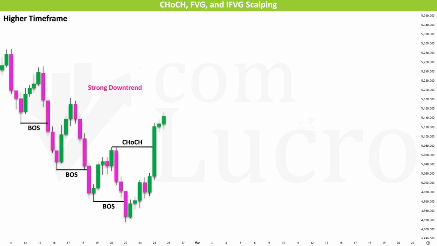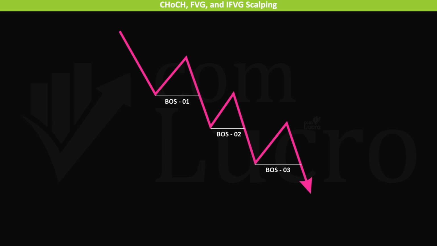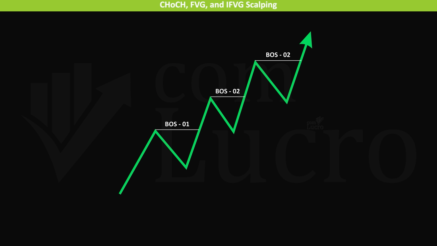The first step is to analyze the higher time frame structure and determine whether price is in a strong uptrend or a strong downtrend. In a bullish scenario, start by identifying a strong downtrend. To confirm that downtrend, price should form at least 3 consecutive bearish breaks of structure. On the other hand, to confirm a strong uptrend, price needs to form 3 consecutive bullish breaks of structure.